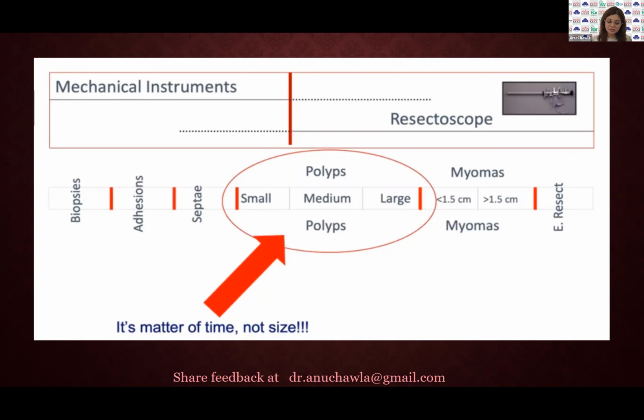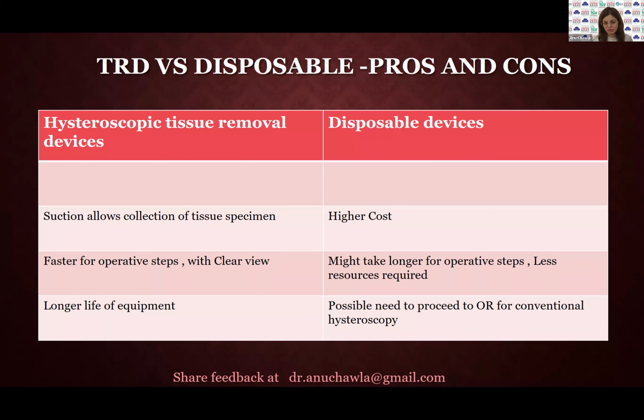And like I said earlier, it's not a matter of the size, it's a matter of the skill, how early you can do, and what size you can do. Hysteroscopic tissue removal devices are TrueClear and MyoSure, and the disposable devices are for something like EndoC.